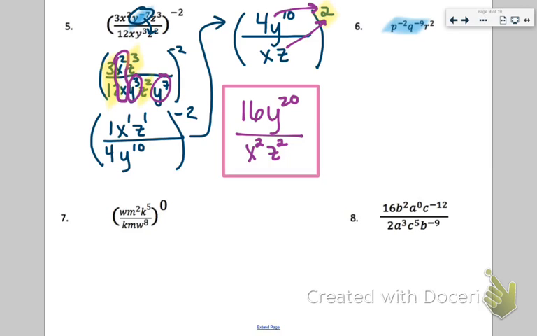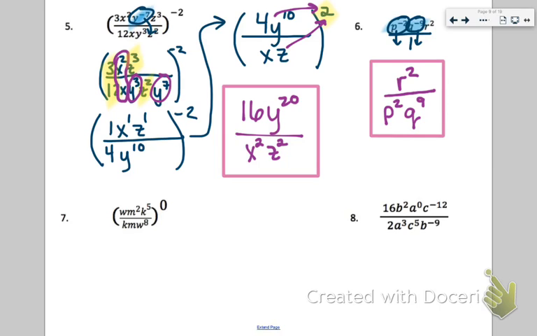Number 6 is kind of like number 2, where it's not a fraction, but we're going to make it one by putting it over 1, so our negative exponents have somewhere to go. So the p and the q both have negative exponents, so those two are going to move. The r is going to stay where it is because it's positive. So our final answer, we have r squared in the top, and then p to the negative second becomes p to the positive second, but in the bottom, and then q to the negative 9 becomes q to the positive 9, just in the bottom, and we're done after that.